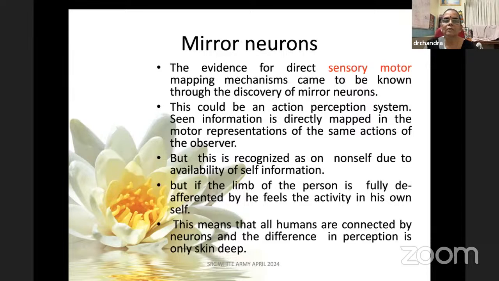So what are mirror neurons? The evidence for direct sensory motor mapping. That is, vision is sensation, motor is action. So evidence for sensory motor mapping mechanisms came to be known through the discovery of mirror neurons. This could be an action perception system. An action is happening and that action is perceived. That is the mirror neuron. Seen information is directly mapped in the motor representations of the same actions of the observer.